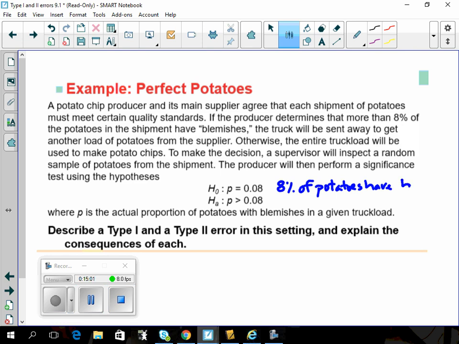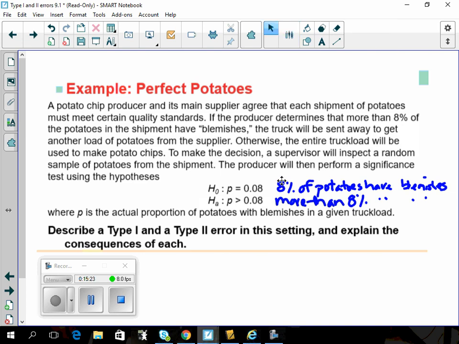have blemishes, right? And you guys can't read that, but you can just pretend that it says blemishes. And then here is going to be more than 8% have blemishes. Are we okay with that? Numbers, words. Important to do both.